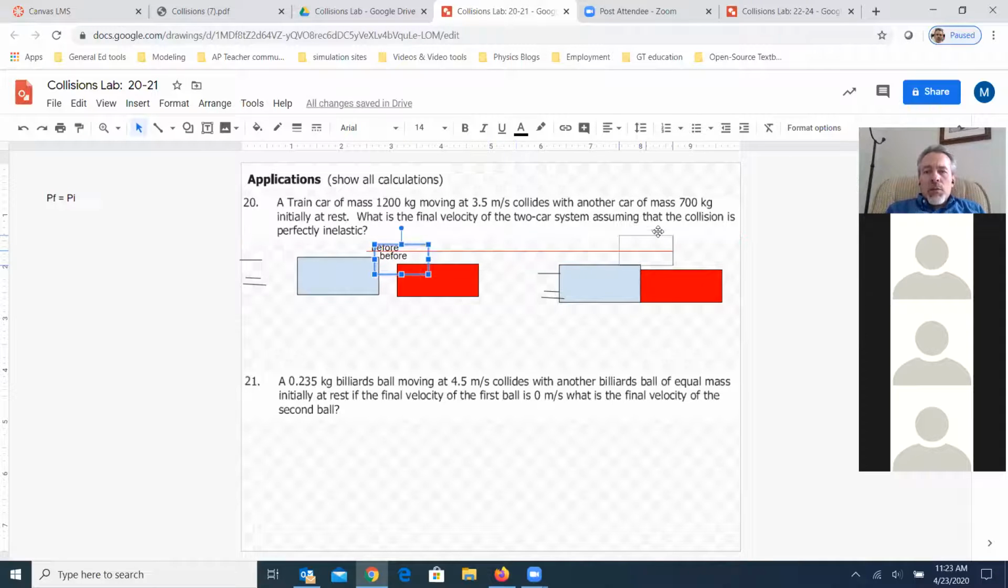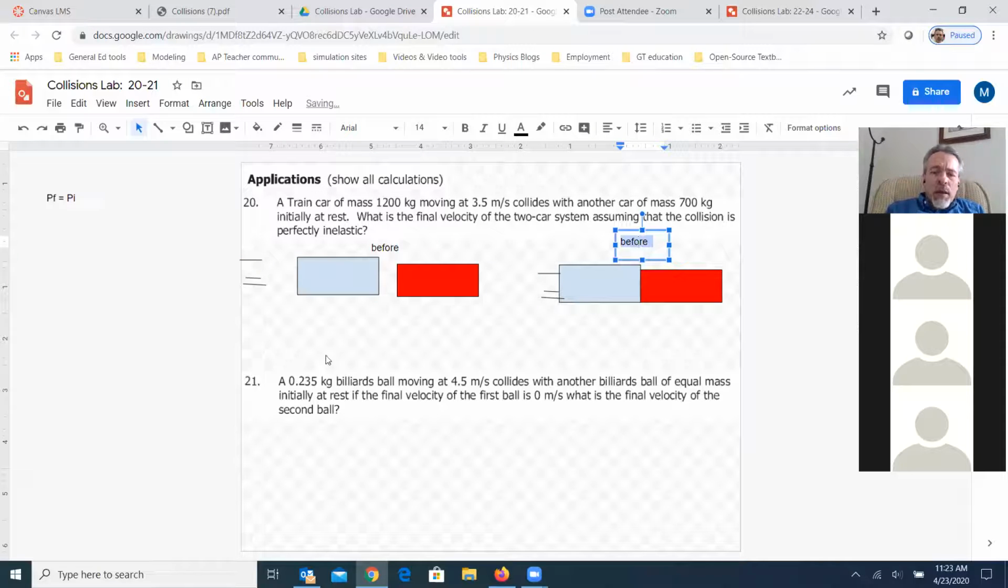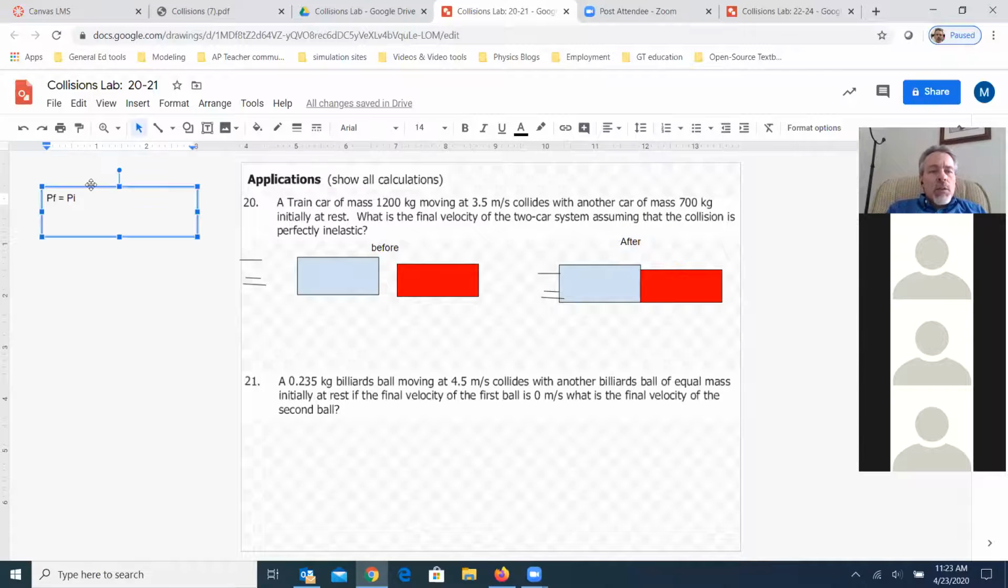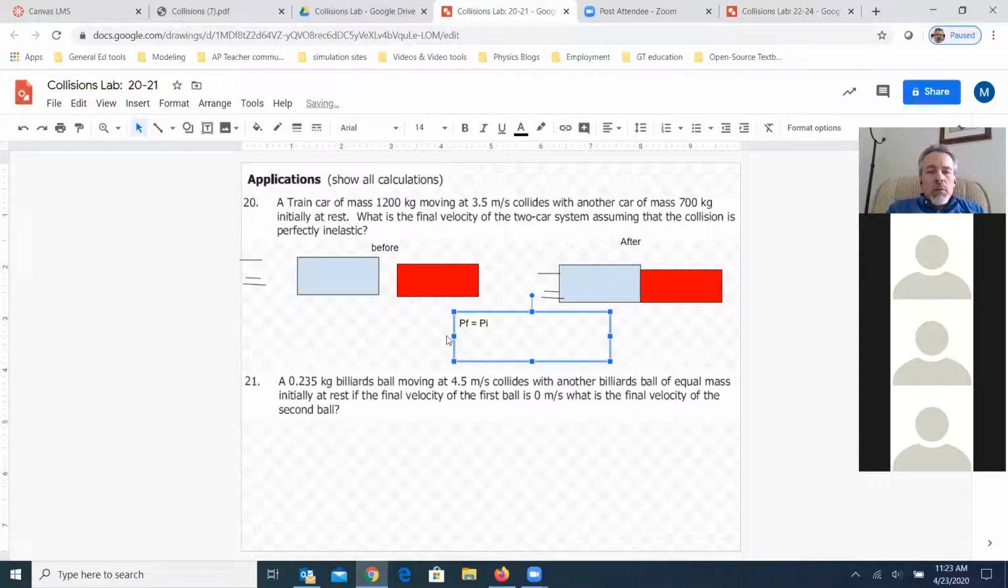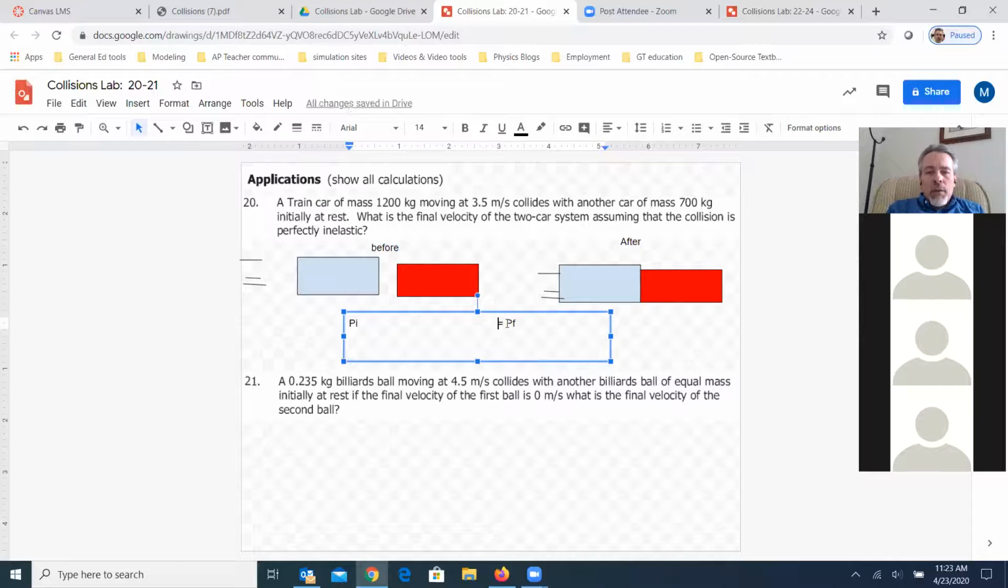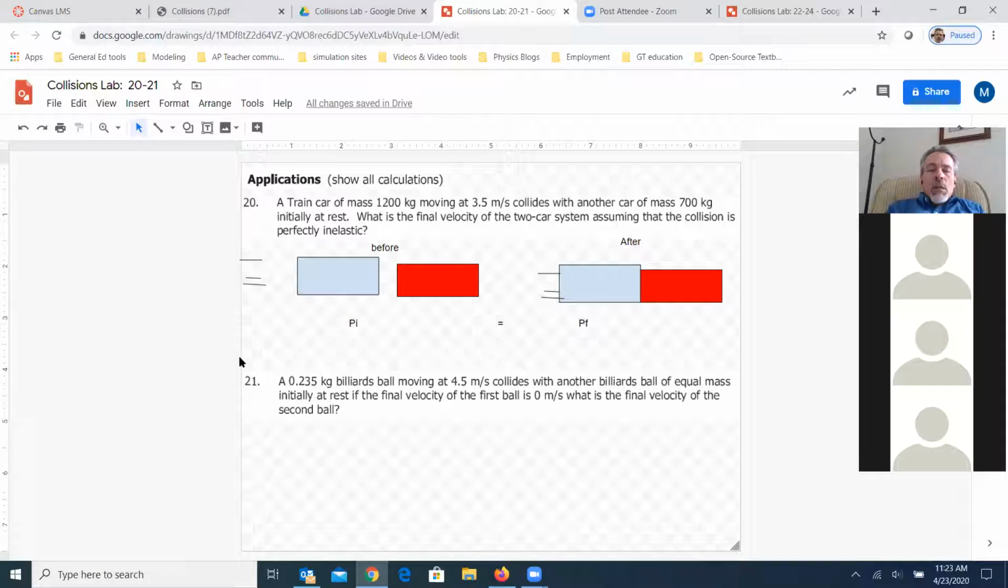So sometimes students are always like, what's this before and after? Before and after what? Well, in physics, we usually say the event. Usually the event is a collision. So I want you to understand this equation goes with this picture, except it's I here and F on the other side. So the PI goes on this side. The equals is kind of like the collision event, and the PF goes on this side over here, the after.